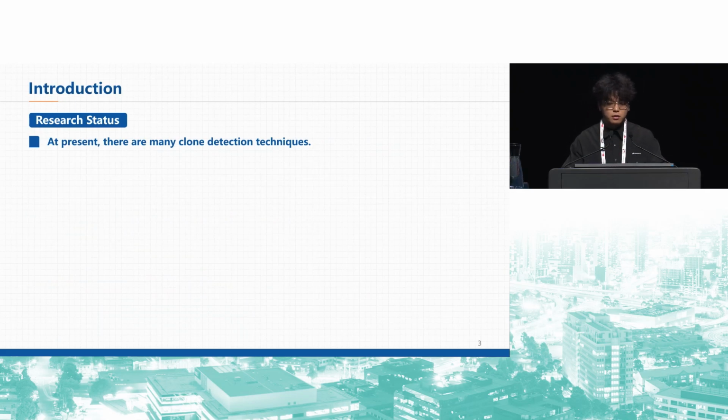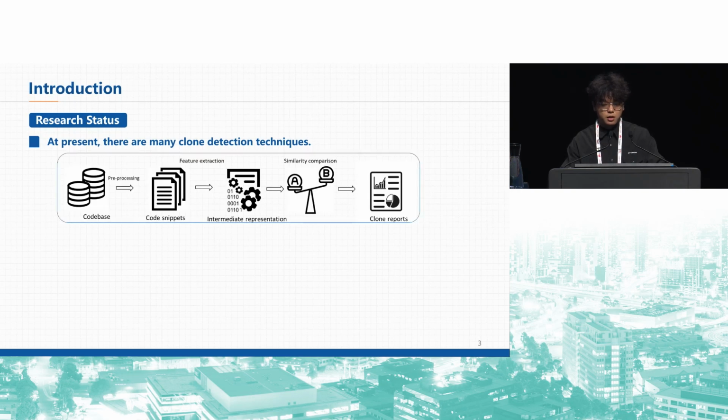In view of the necessity of clone detection, many researchers are currently working on developing more advanced tools. The workflow of these clone detection techniques is roughly as follows. First, pre-process a given code base and get code fragments, then perform feature extraction to obtain an intermediate representation for further similarity comparison. Finally, report all clone candidates for users.